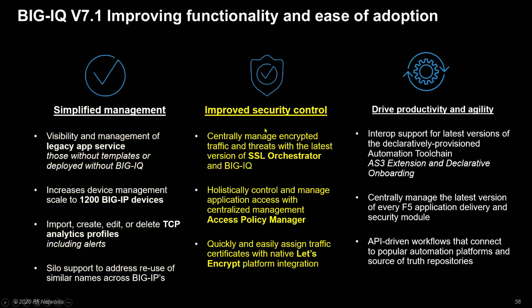Security control and the benefits that you see within that security control: centrally manage the encrypted traffic and the threats with the latest versions of BIG-IQ and of course SSL Orchestrator support. Overall security management and adaptability for bad actors and automated attacks. It mitigates risks associated with encrypted traffic with SSL Orchestrator at scale. Ensure consistent security services and policies assigned to the shared security responsibility model.